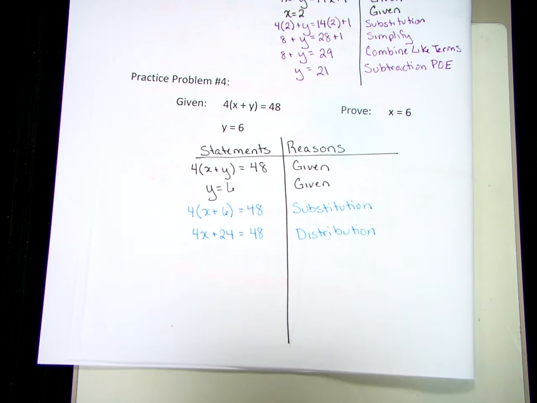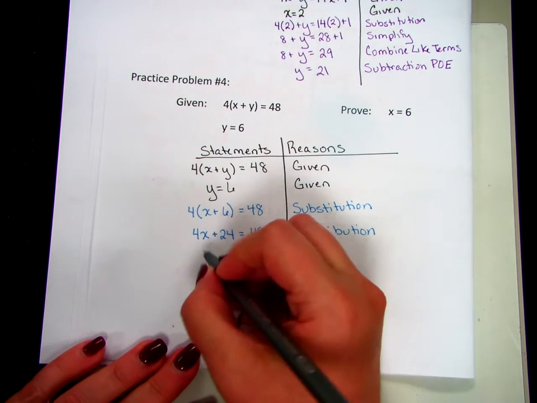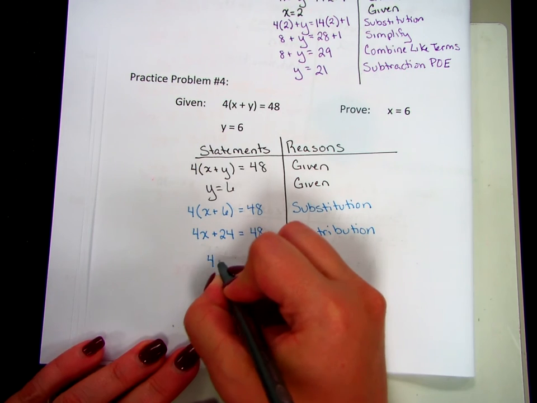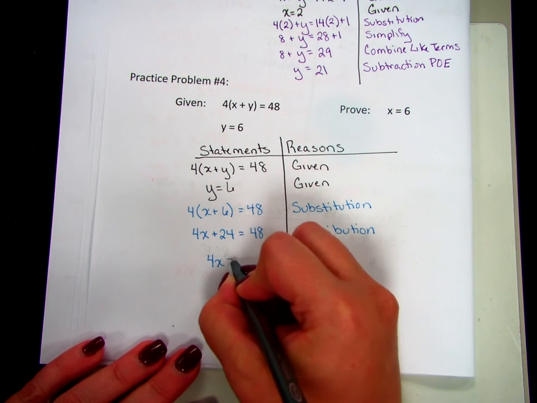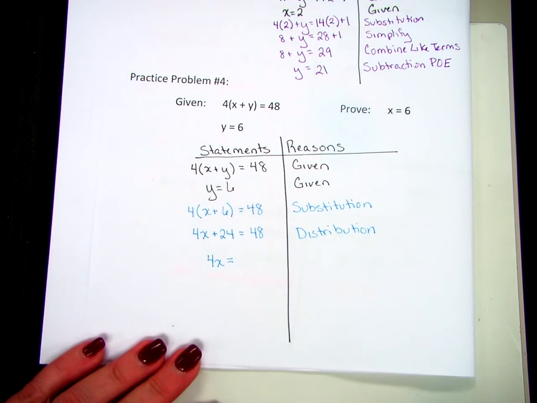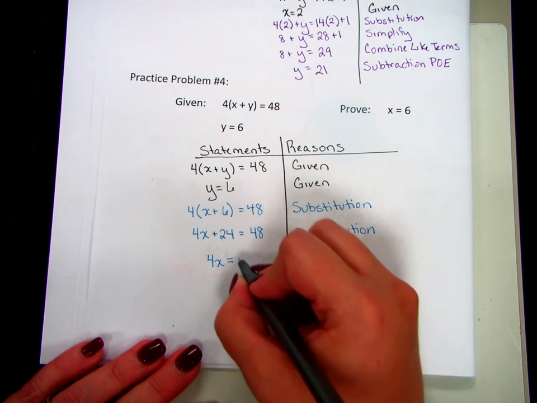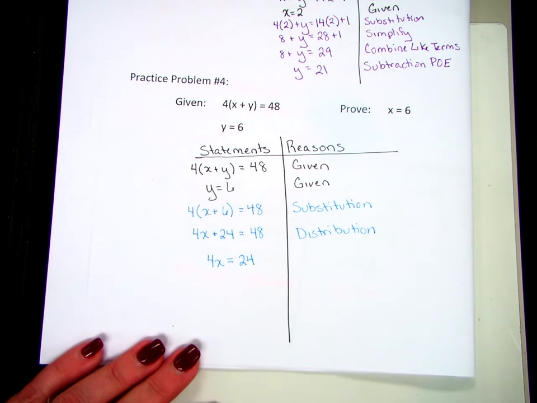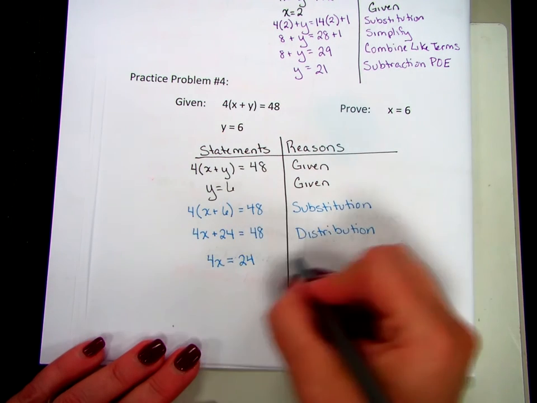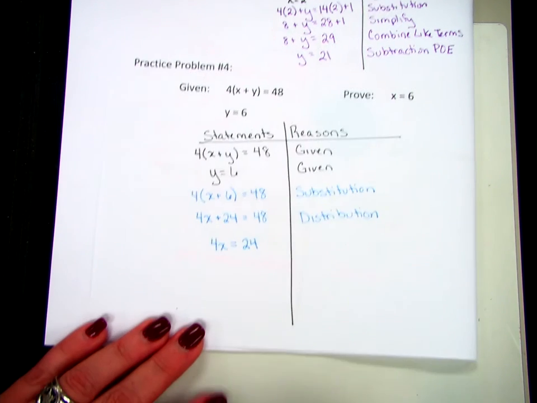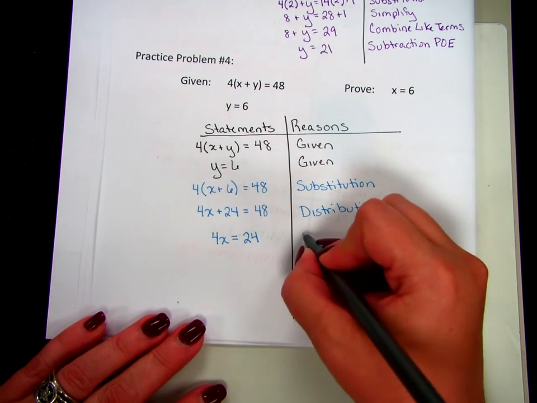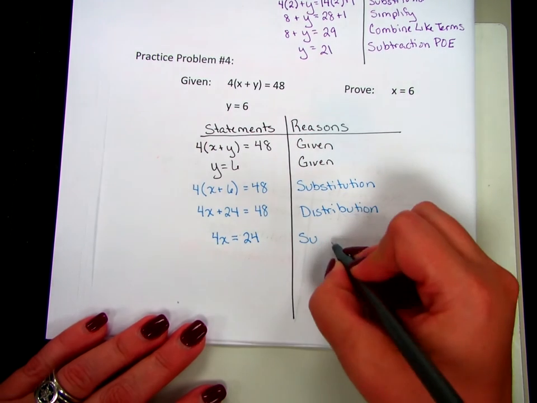Okay. All right. So, what's the next thing I want to do? Subtract what? 24 on both sides. So 4x plus 24 minus 24 is just 4x. And 48 minus 24 is 24. Remember, if we had divided by 4, it would have been 12. But we didn't. We distributed. All right, so what's my reason? Subtraction property of equality. Don't forget the POE or it's wrong.